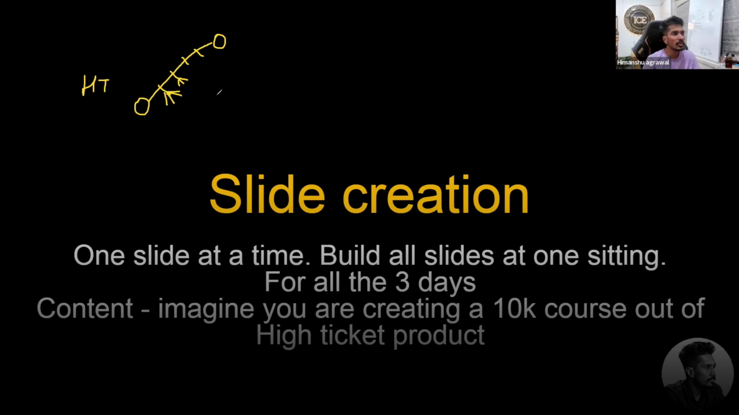What you need to think is: if I am selling this high ticket offer at 5 to 10,000 rupees, what content should I put over here? From this content only. Do not create any new content. From this content, what content should I put over here?